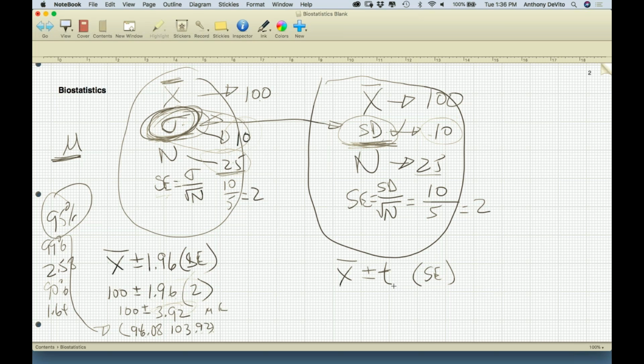Okay, I'm going to call that T. I'm going to call that alpha equals 0.05. Sometimes you'll see it written as alpha over 2 equals 0.025. Don't worry about that right now. I just put that there so if you see it, you won't freak out.